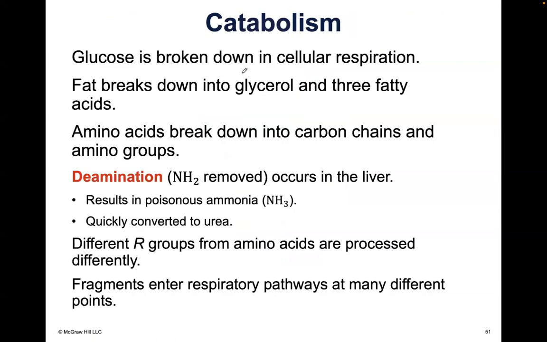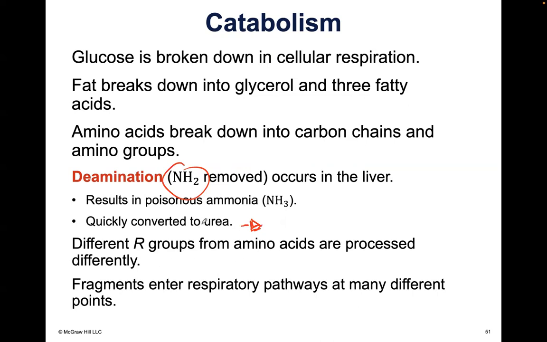Glucose is broken down in cellular respiration, that is catabolism. Fat breaks down into glycerol and free fatty acids. Amino acids break down into carbon chains and amino groups. There is a procedure called deamination, which is the removal of NH2 from the amino group. This takes place in the liver and results in poisonous ammonia, NH3. This ammonia is converted to urea, which is removed from the body through kidney filtration into the bladder.